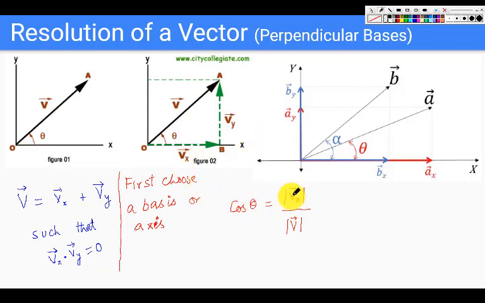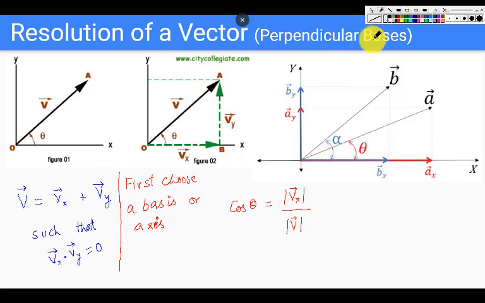These are not the vectors anymore; these are the magnitudes of that vector. You might have already seen this convention: when we put these two straight lines around a vector, that means we are talking about the magnitude, the length, of that vector. This forms a right angle triangle, and we know that cos of theta is equal to base over hypotenuse. In this case, the base is the magnitude of Vx and the hypotenuse is the magnitude of the total vector V.